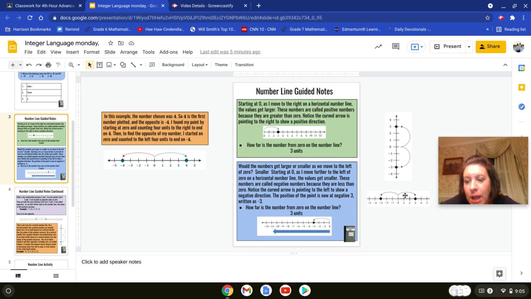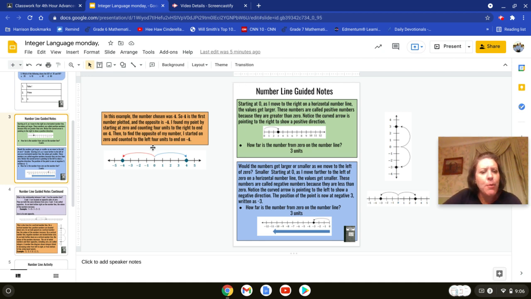Here we see it on a horizontal number line. 3 is going to the right. -3 is going to the left of 0. They are considered opposites because they are both 3 spaces away from 0, but in opposite directions. All right. Hopefully that makes sense.